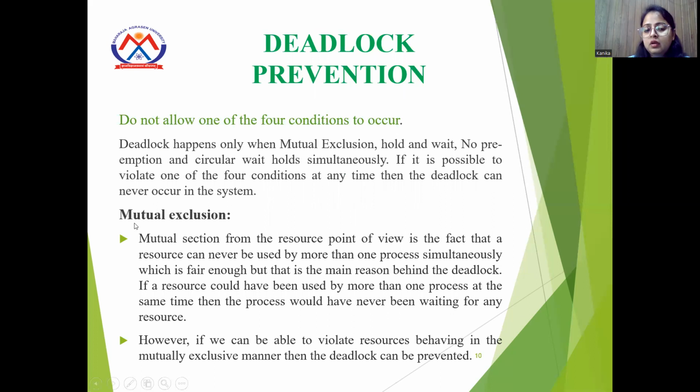How can we neglect the mutual exclusion condition? First we will see mutual exclusion from the resource point of view: it is the fact that a resource can never be used by more than one process simultaneously, which is fair enough, but that is the main reason behind deadlock. If a resource could be used by more than one process at the same time, then the process would never have to wait for any resource. However, if we are able to violate resources behaving in a mutually exclusive manner, then deadlock can be prevented.